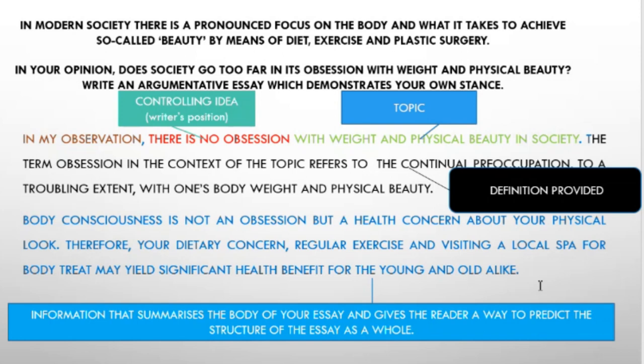And he is going to prove to us that when people do diets, when people do regular exercise, when they do local spas, they are not doing it because they are having an obsession. No, they are doing it out of health concern. And he's going to prove that to us, the readers, in the body paragraphs. And the last paragraph will be the concluding paragraph, and he is summing up the ideas there. This is what I was expecting the students to put together.